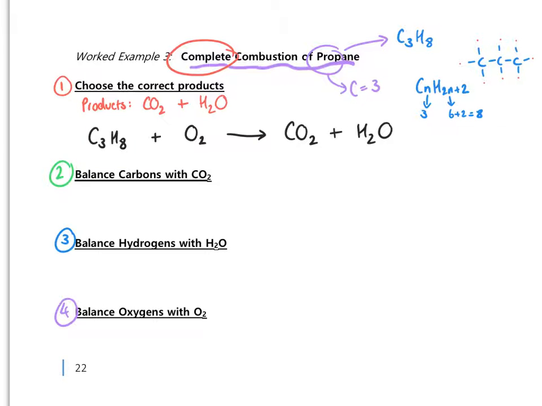So you can see on the left I have 3 carbons, and so that means I need to put a 3 in front of my CO2 to give me a total of 3 carbons. So that's the first step: put a 3 in front of your CO2. The next step is that we need to balance our hydrogens with water.